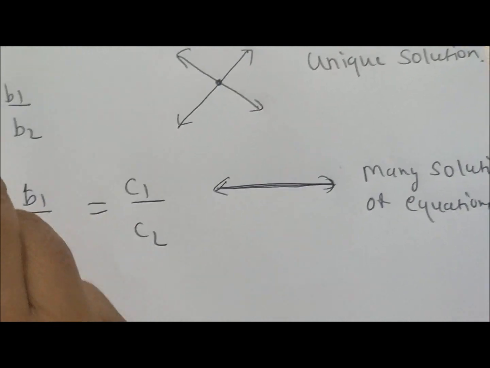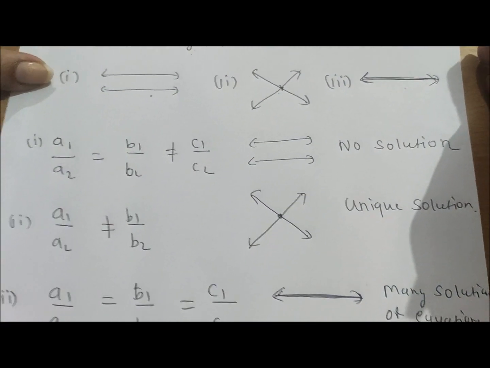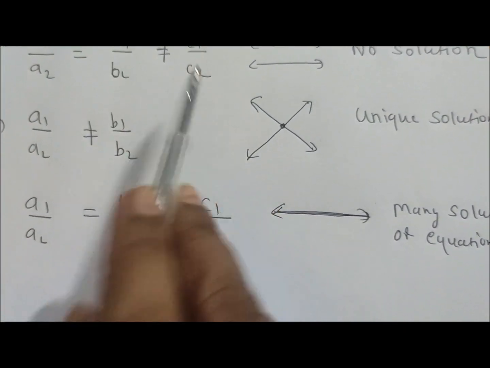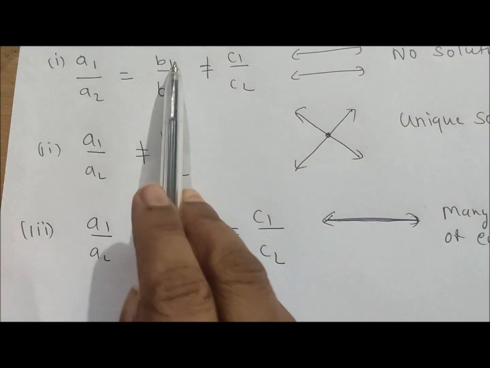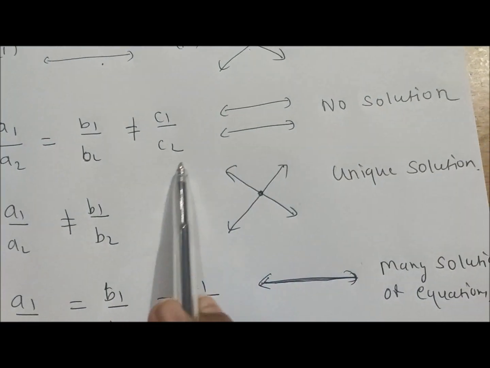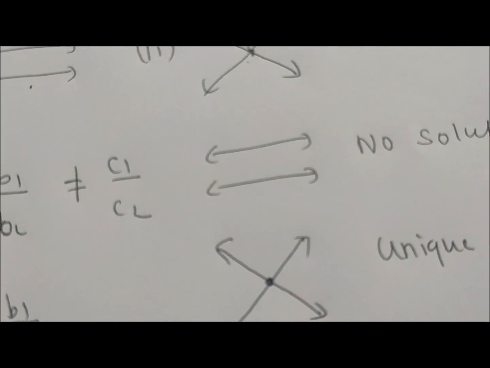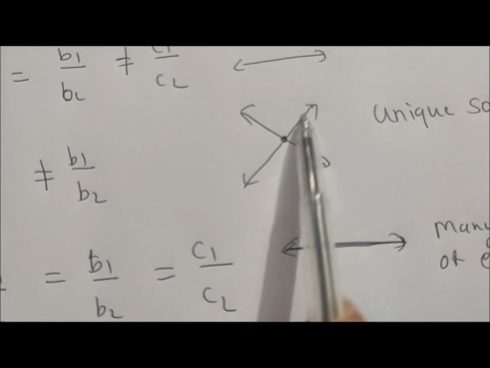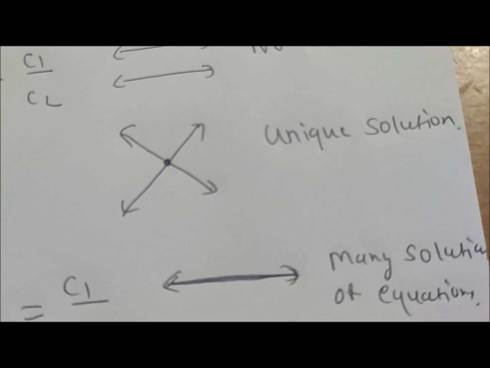So students, if you know these three conditions, you can solve the pair of linear equations very easily. First, find out the values of a1, a2, b1, b2, c1, c2, and then apply these three conditions. If a1 upon a2 equals b1 upon b2, which is not equal to c1 upon c2, then these two lines are parallel and there will be no solution. If a1 upon a2 is not equal to b1 upon b2, then these lines are intersecting and there is only one solution, that is, the unique solution of these equations.